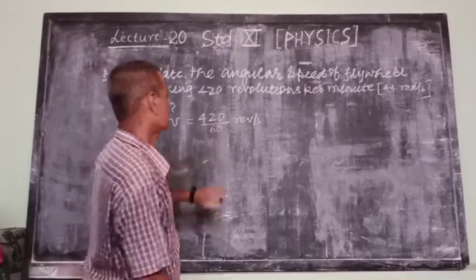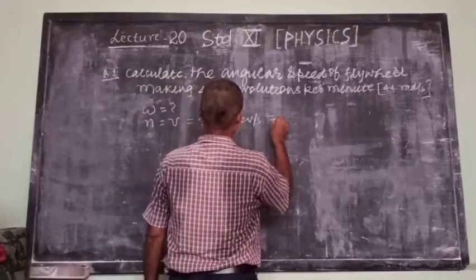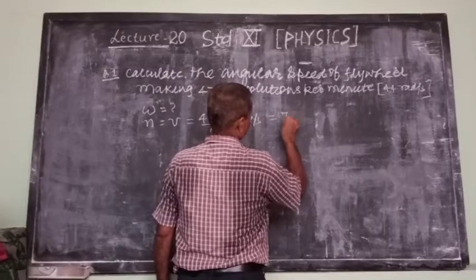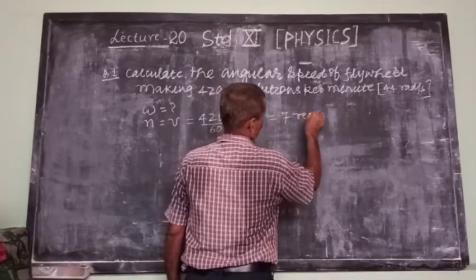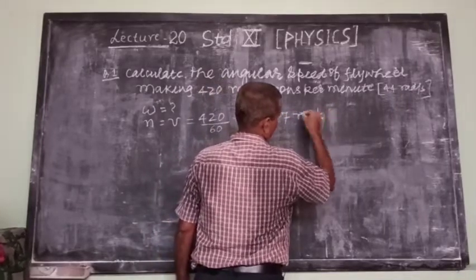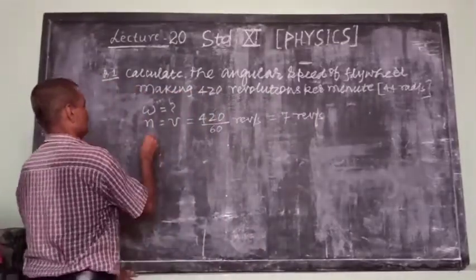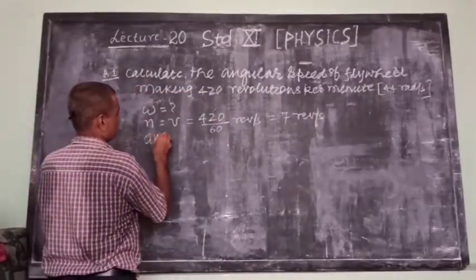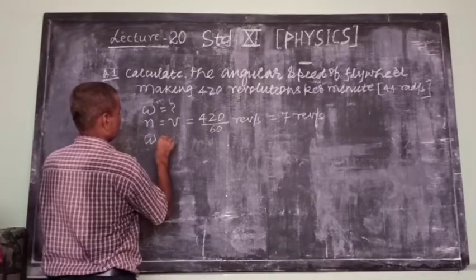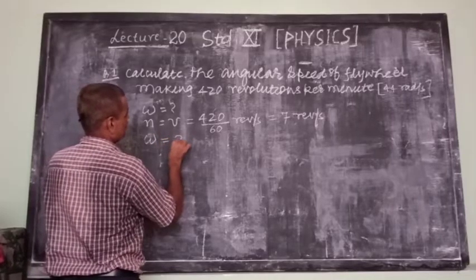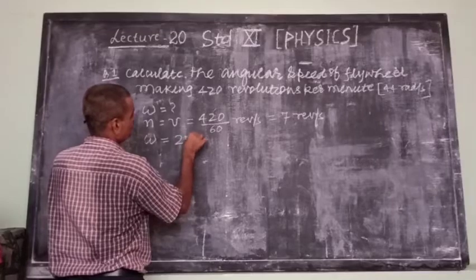Revolution per minute, and it is equal to 7 revolution per second. Omega is the value of angular speed. There is a formula: omega is equal to 2 pi n.